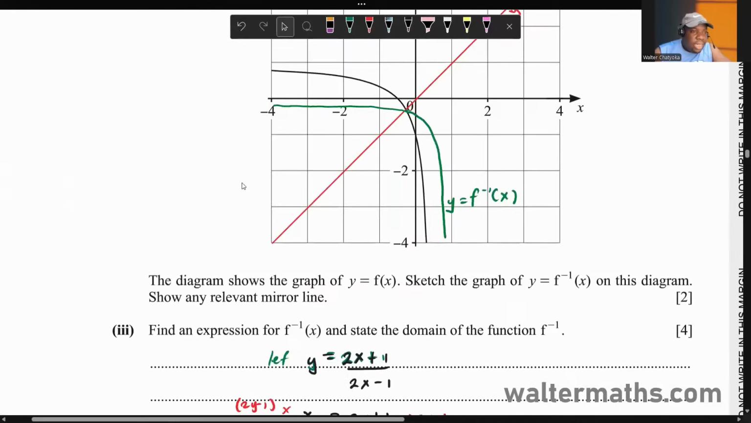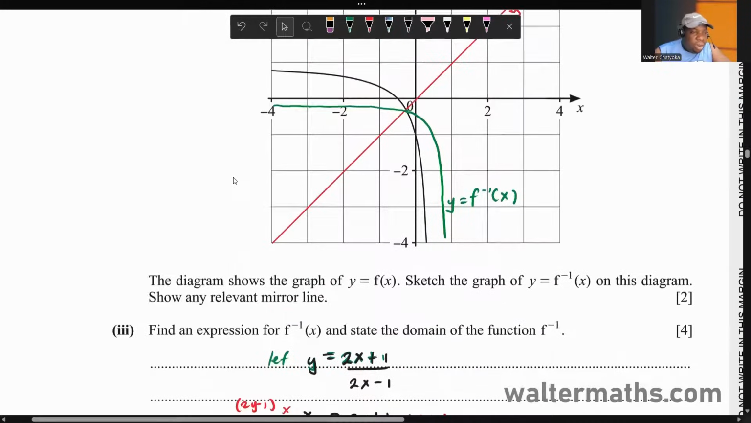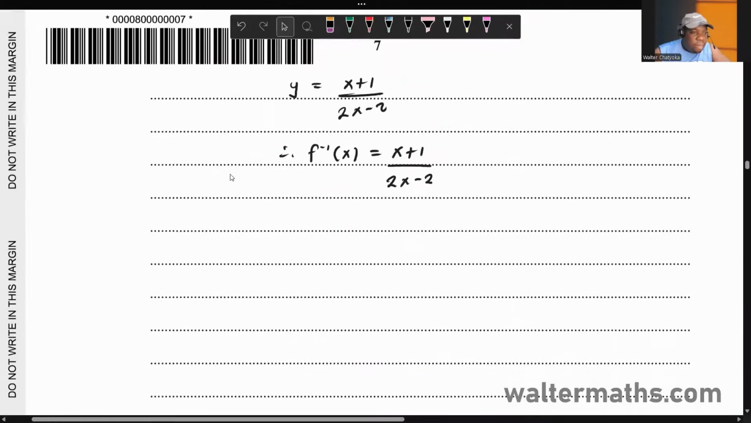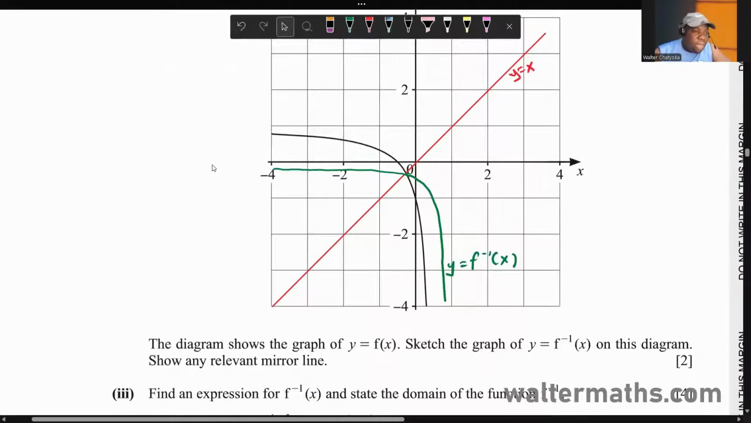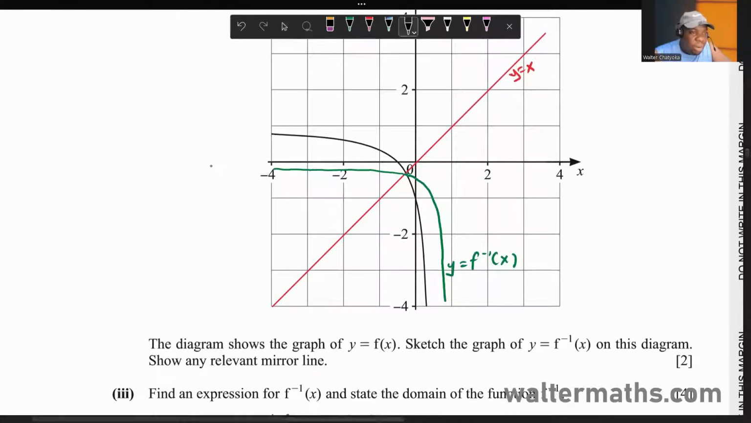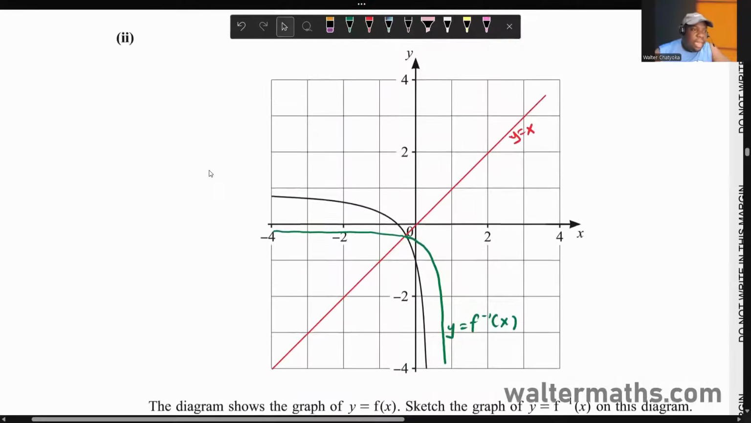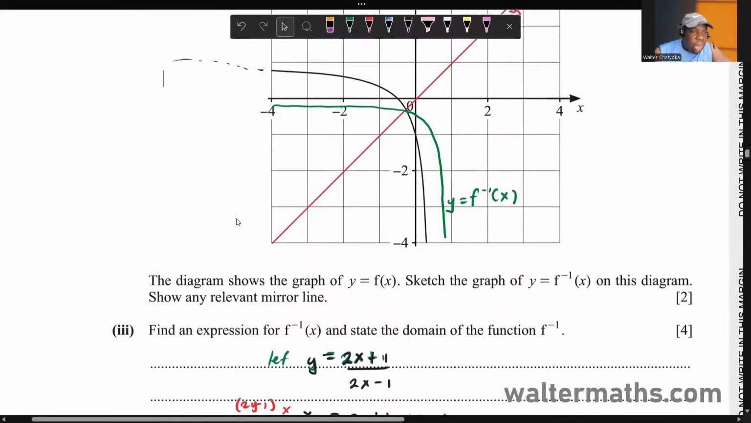The domain of the function f inverse of x should be the range of the graph f of x. All right, so how do we know what the range of this function is? To get the range of this function, we can look at the behavior as x approaches negative infinity. As the graph continues to go to negative infinity, how does it behave?